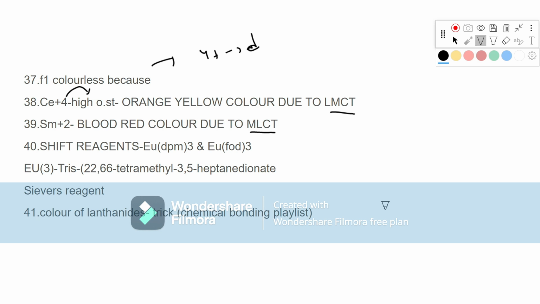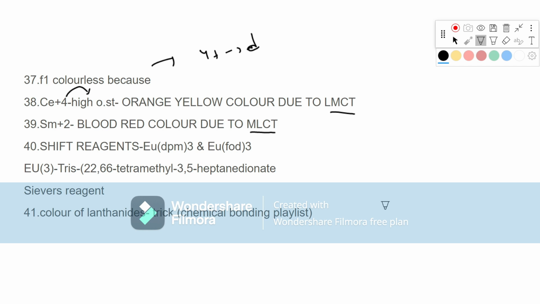Next, shift reagent. What is the shift reagent? To spread out the NMR spectrum, we generally use shift reagents, beta diketone complexes of europium +3 and praseodymium +3, instead of increasing magnetic field. Generally to spread out any spectra, we increase the magnetic field, but instead of increasing magnetic field, we use this also. Okay, so Eu(DPM)3 and Eu(FOD)3.